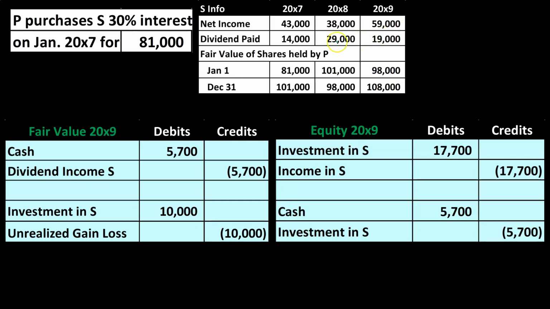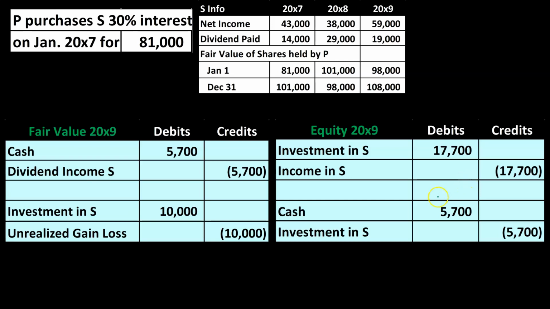Although equity went up substantially, it went up higher than the last year. That 10,000 increase looks like more speculation than what's happening internally, right? So then on the equity side of things, we're going to record our income based on the net income, 30% of the 59,000, which is 17,700. Record the income based on the actual net income, not on the swing of the market.